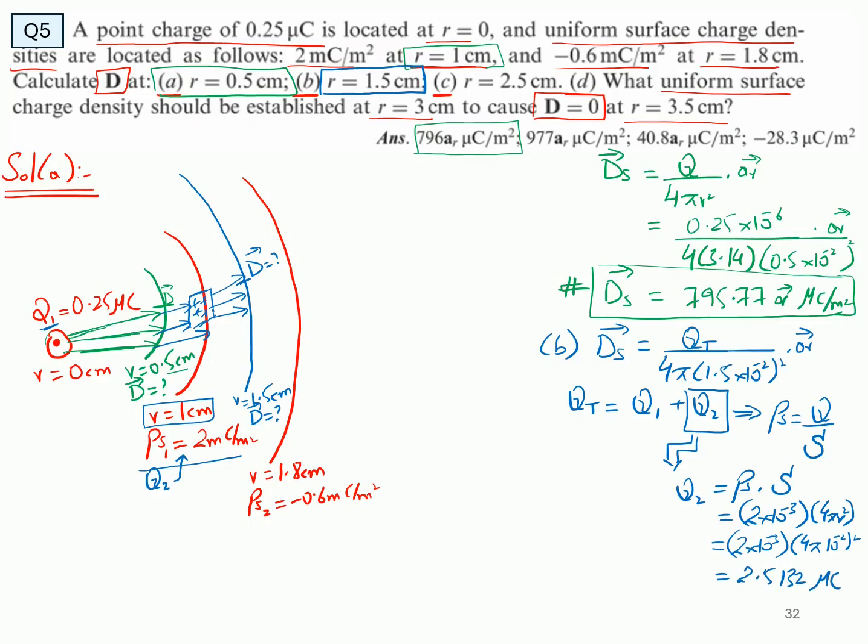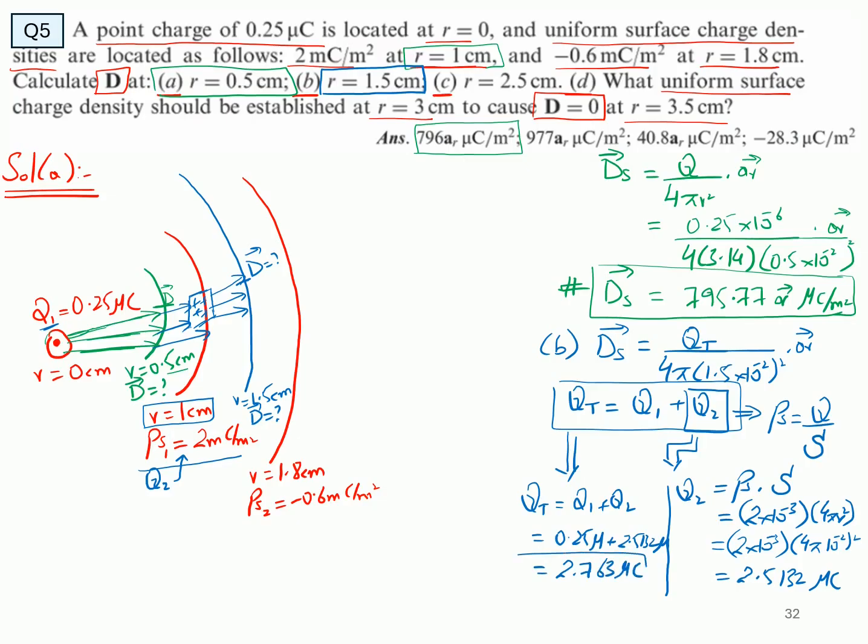So Q2 comes out to be 2.5132 microcoulomb. Now once I have Q2, I can figure out the value of Qt. Qt, the total charge, is Q1 plus Q2, that is 0.25 microcoulomb plus 2.5132 microcoulomb, and the total charge comes out to be 2.763 microcoulomb. So this is Q of t.